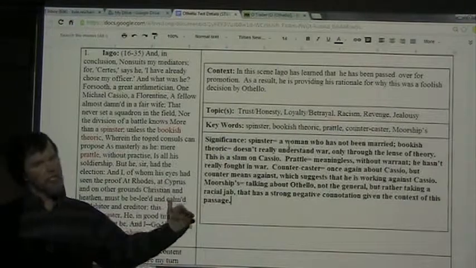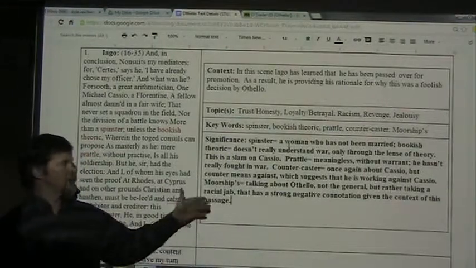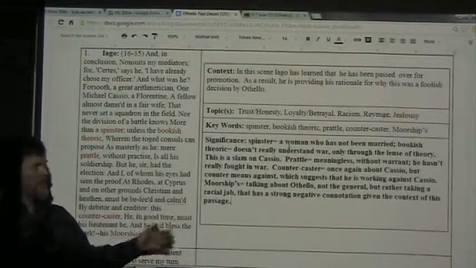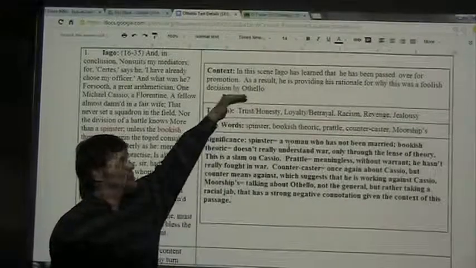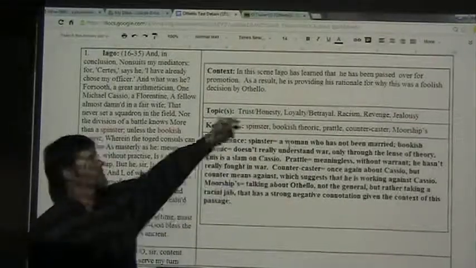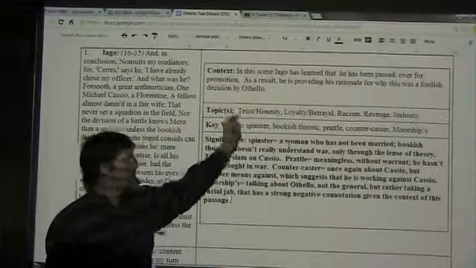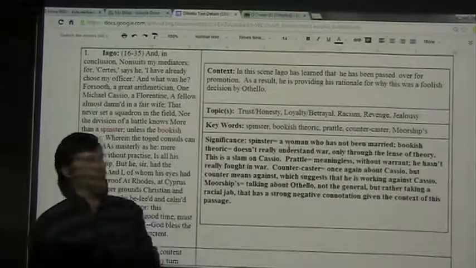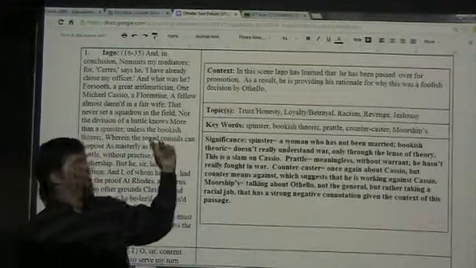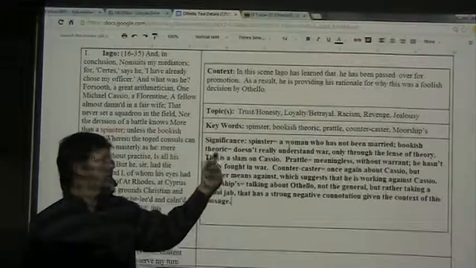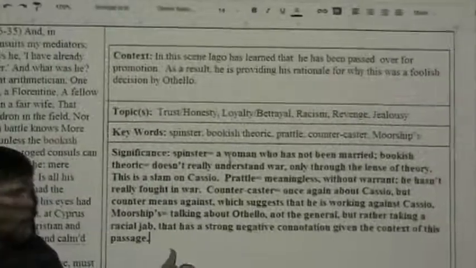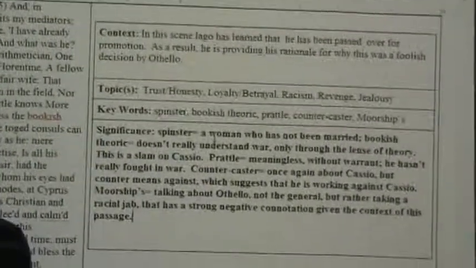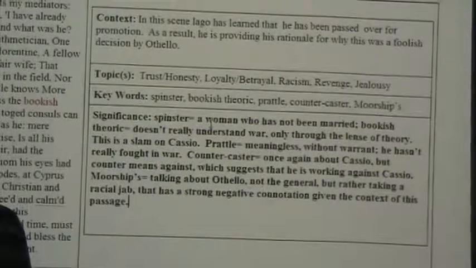Now, what we're going to ask you to do later in class is we'll give you copies of these text details, and we will ask you to fill out these things for the text details: context, topics, finding key words like Mr. Gonzalez and I did, and then jotting some notes about why you chose those words, what you think those words mean. Good luck with this. I think you can do it.